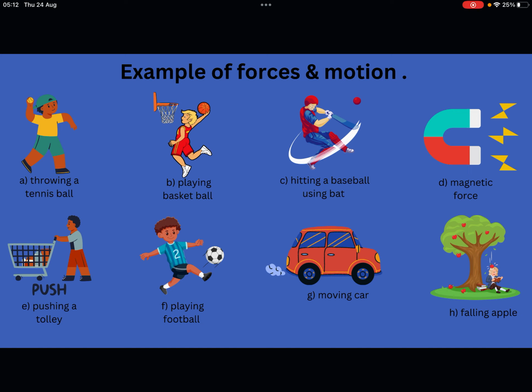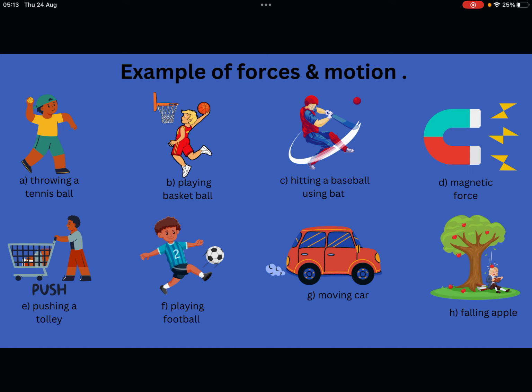And the second one is playing basketball. When you throw the ball into the basket, you are applying force. Your hand applies the force in order to put the ball into the basket. It's actually common sense, right?